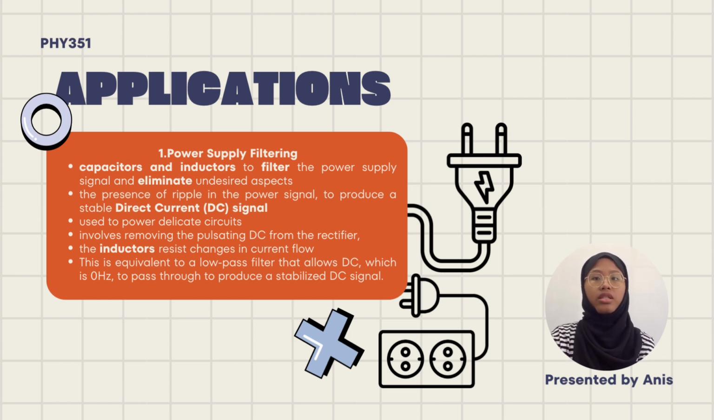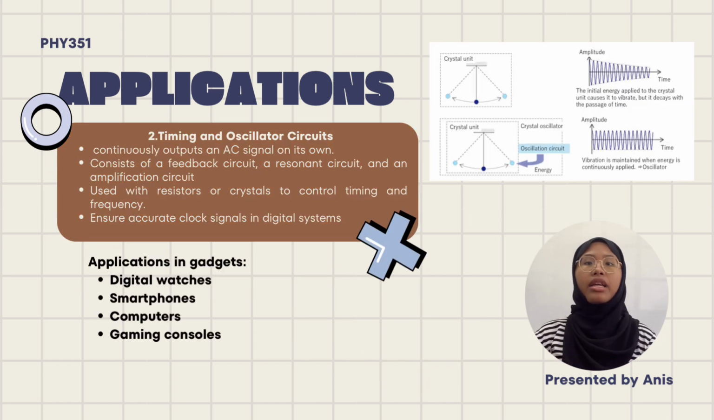The inductors resist changes in current flow. This is equivalent to a low-pass filter that allows DC, which is 0 Hz, to pass through and produces a stabilized DC signal. Next, timing and oscillator circuits.